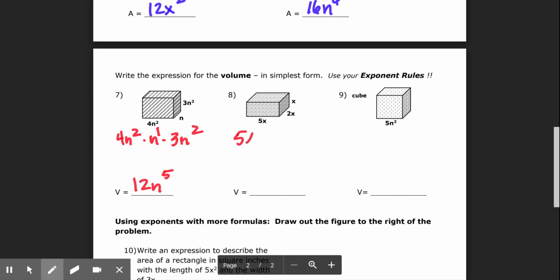And then this one's going to be 5x times 2x times x. So 5 times 2 is 10. And you have 1, 1, 1. So that'll be cubed. All right, and number 9, this is a cube. So a cube will have a length, a width, and a height, just like all the other ones. But the length, width, and height are going to be the same. So it'll be 5n squared times 5n squared times 5n squared. So 5 times 5 is 25 times 5 is 125 n to the 6th power.